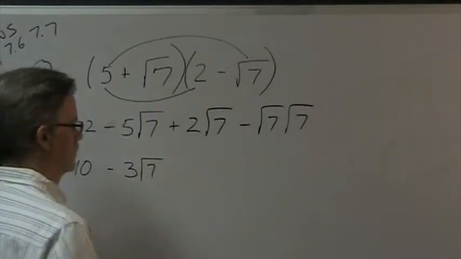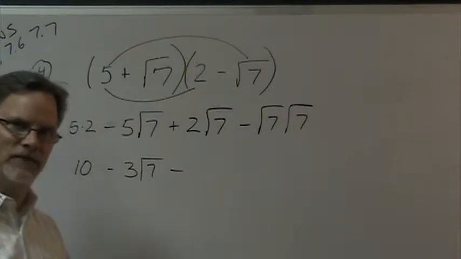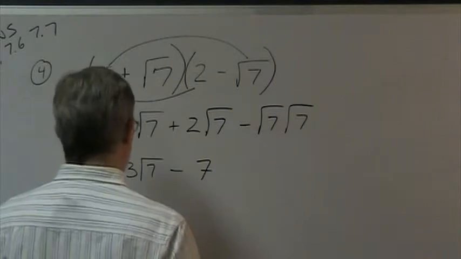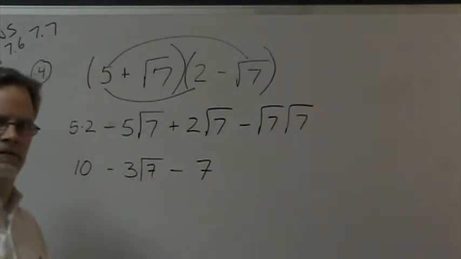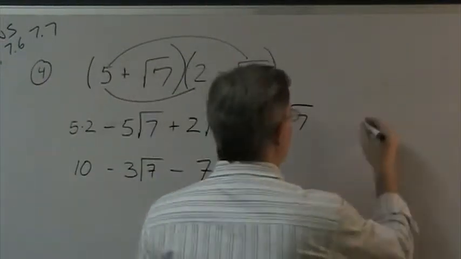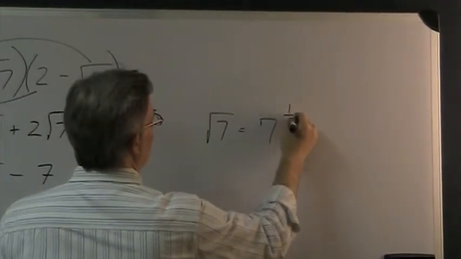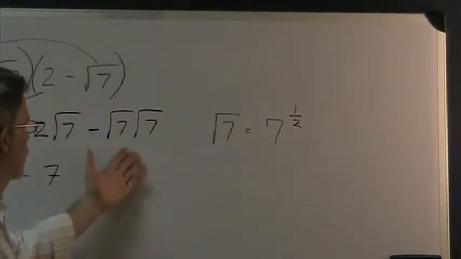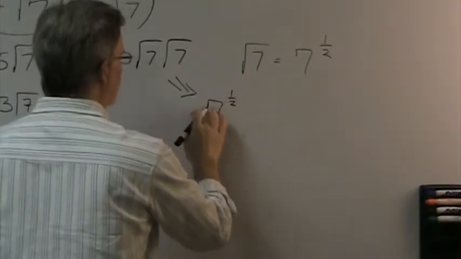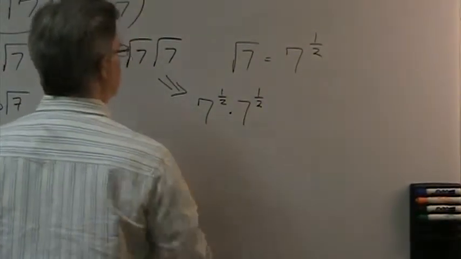7. Okay? And then we know that the square root of 7 times the square root of 7 is actually just 7. Right? And you're thinking, well, how do you know that? Just on a side note, very interesting, watch this. We know that the square root of 7 can be rewritten as 7 to the 1/2 power, correct? So this is 7 to the 1/2 power, times 7 to the 1/2 power.